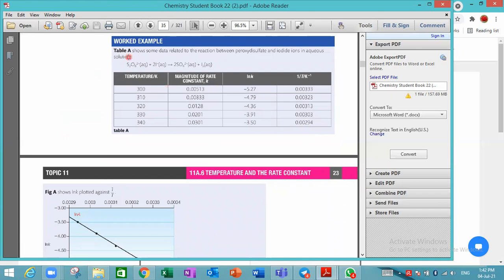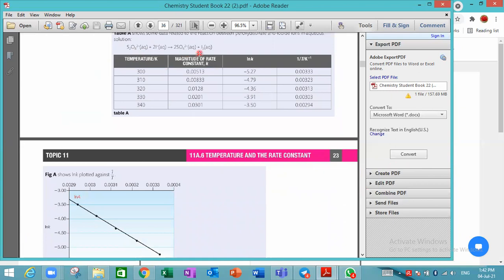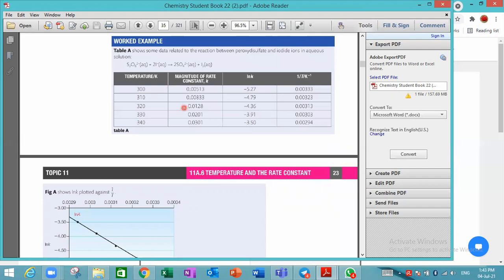It says table A shows some data related to the reaction between peroxydisulfate and iodide ions in aqueous solution. He gave us this equation, and he stated that at a temperature of 300 Kelvin, the rate constant was found to be 0.00513, and at 310 Kelvin, it was found to be 0.00833, and so on. He gave us some temperatures and the magnitude of the rate constant K, and he wants us to calculate the activation energy of this reaction.